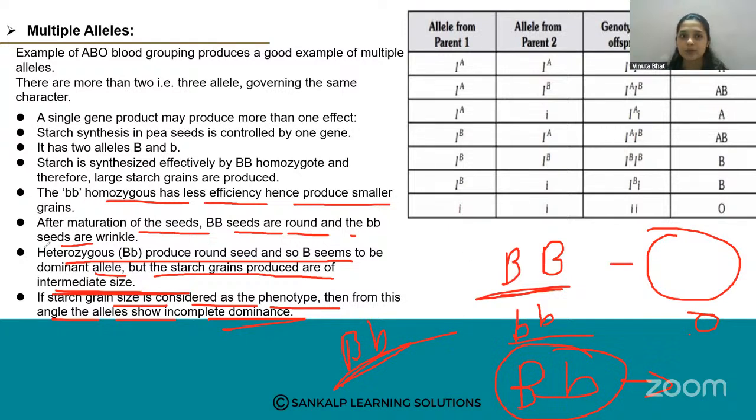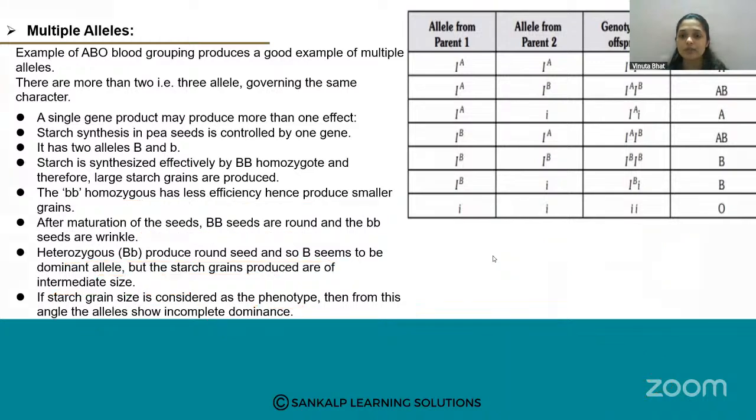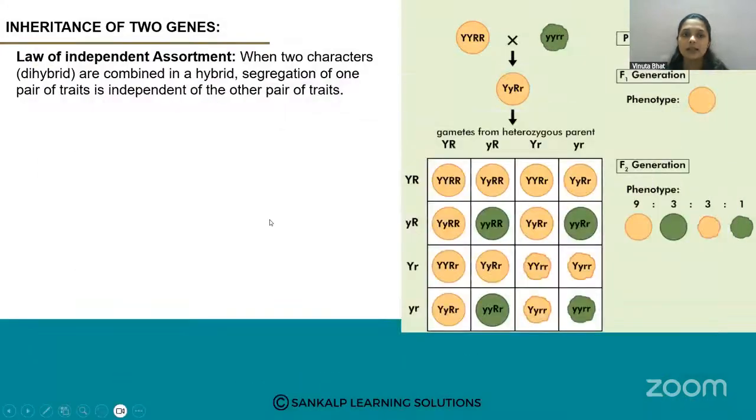So that is about the exceptions of Mendel's law. Then we have to study the inheritance of 2 genes. Till now what did we study? Inheritance of 1 gene, meaning only one character, only the height of the plant, either tall plant or dwarf plant. But here we have to take 2 characters. So it is inheritance of 2 genes.